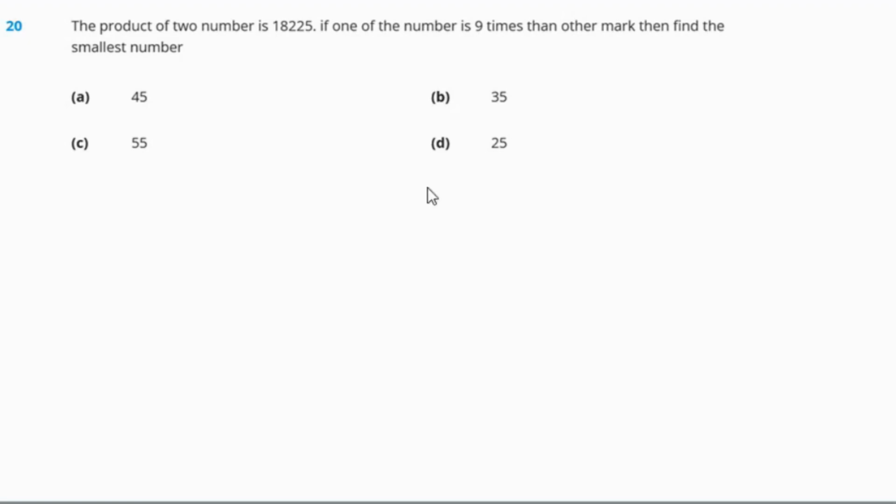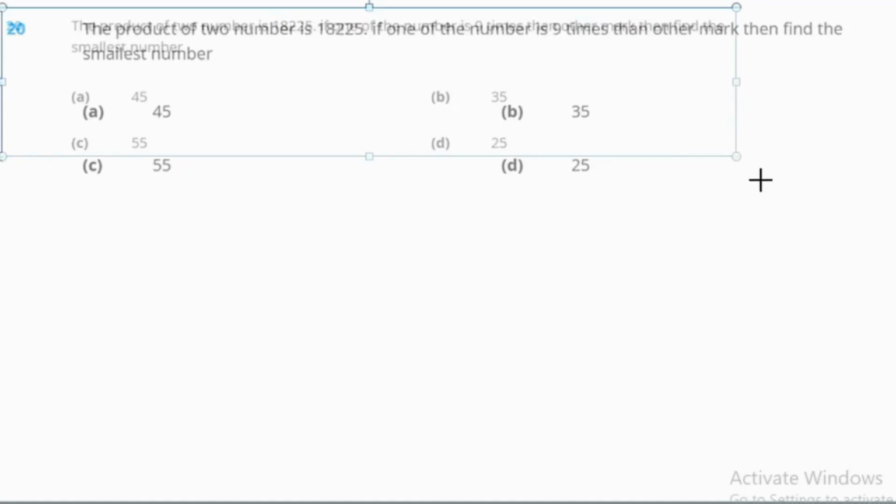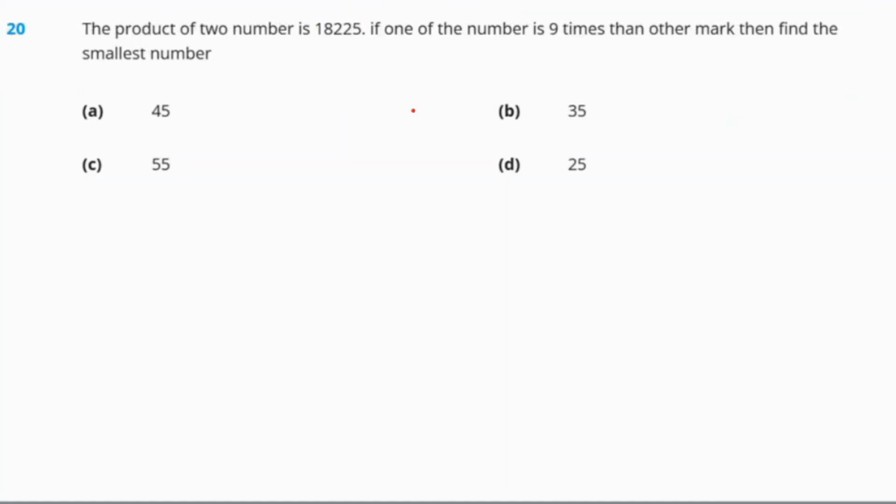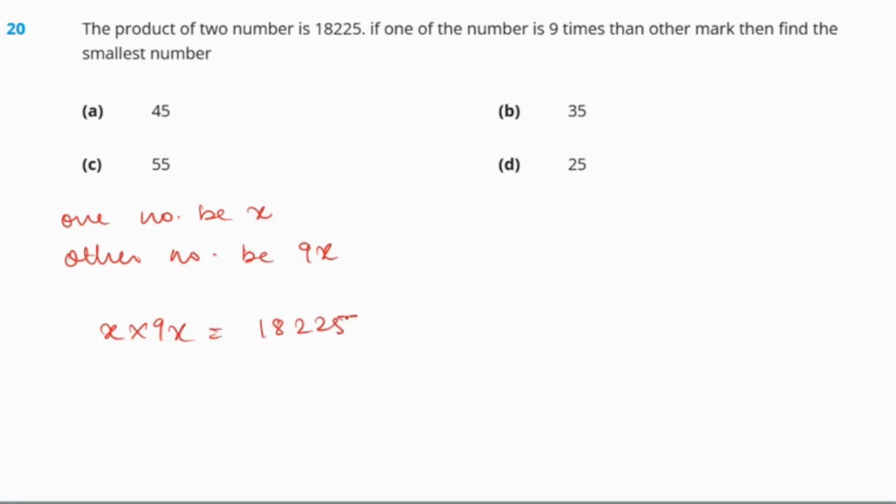Okay. Now let's go with the next question. The next question is saying, the product of two numbers is 18225, and one of the numbers is 9 times the other number. So let's take one number to be x. So the other number will be 9x because it is 9 times that. The product of these two numbers, x times 9x, we are getting 18225. So we are getting 9x square equal to 18225.